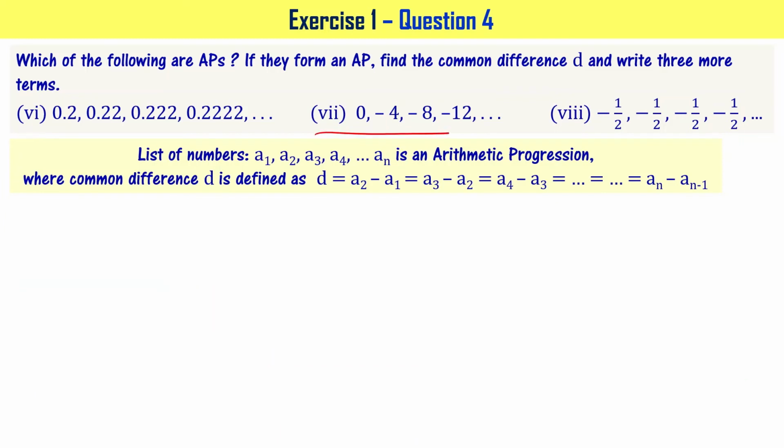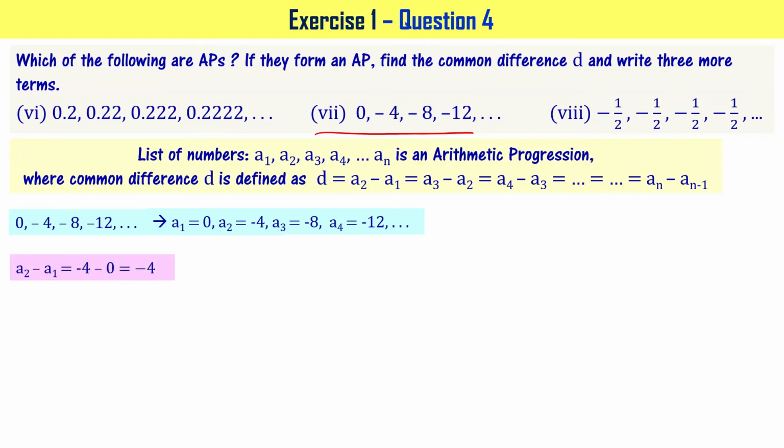That is 0, minus 4, minus 8, minus 12, and so on. When you look at this, you can say that A1 equal to 0, A2 equal to minus 4, A3 equal to minus 8, A4 equal to minus 12, and so on, right? Now let's find the difference between successive terms. A2 minus A1 is minus 4 minus 0, that is equal to minus 4, right? Now A3 minus A2 is going to be minus 8 minus minus 4, that is equal to minus 8 plus 4, that is equal to minus 4, right? You have the same thing coming out.